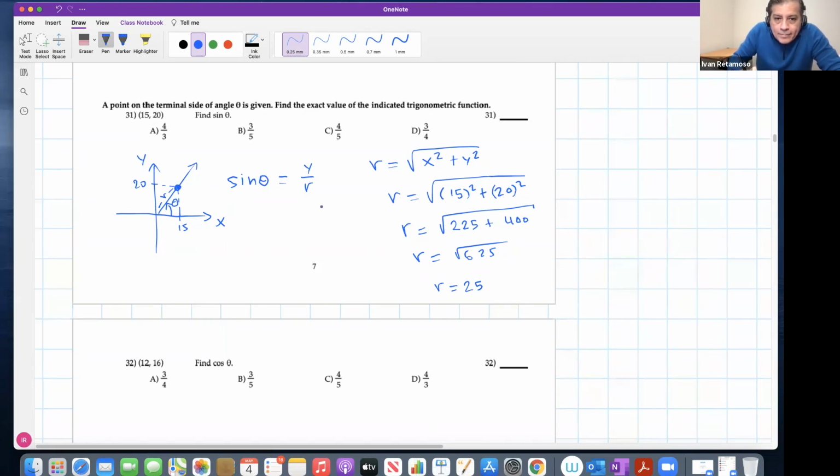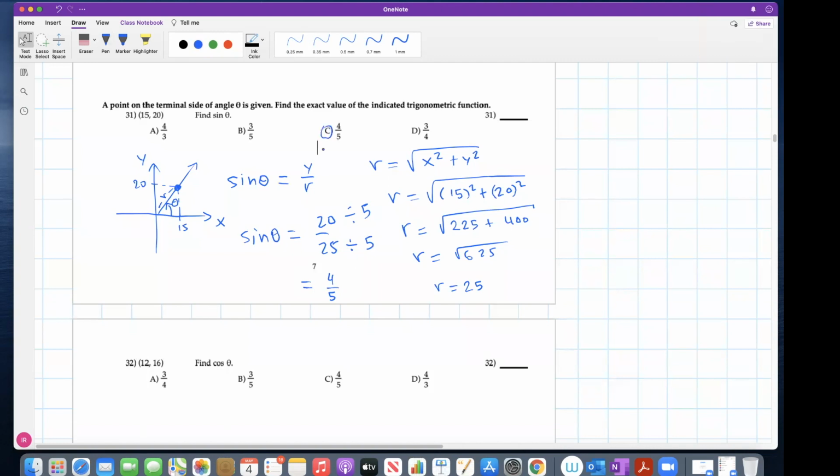You find R is 25, and Y has a positive sign because it is 20. So it's just this, right? If it's in the first quadrant, you can work with the right triangle. It's okay. So just do it, and then simplifying, 4 over 5, which is this guy. So that should be the answer for 31. Great.